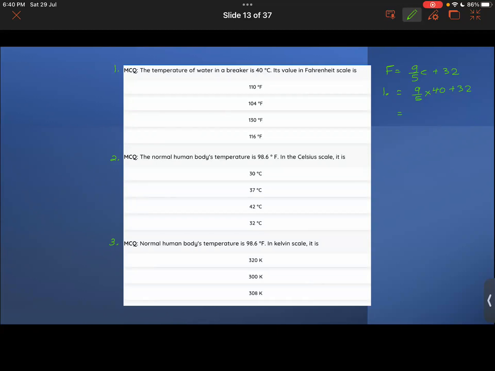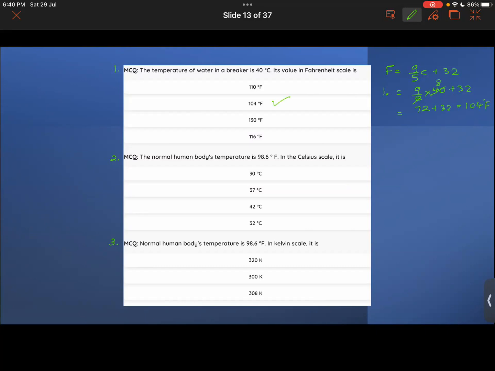Option number two. Good. By the way, option number two is correct here. So I'm solving it. 40 into 9 by 5 is 72, plus 32. That is 104 degree Fahrenheit.